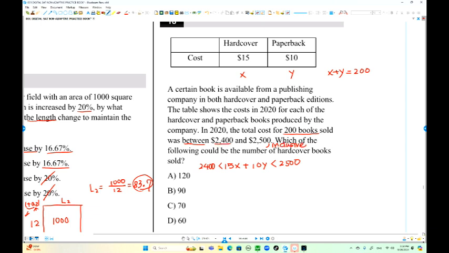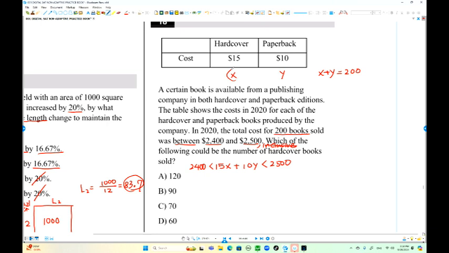Then include these two numbers. But if it says inclusive, do not include these two numbers. Okay, that is a mess. But we're going to find the number of hardcover books, the value of x. We don't need y, right? So we have to replace y with x from here. y equals 200 minus x. Okay, all the way move down.